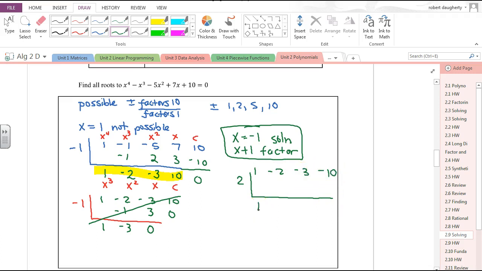So 1 times 2 is 2. Add that to get 0. 2 times 0 is 0. Negative 3. Okay, that does not work. Okay, what will I do next? I'm going to try negative 2.